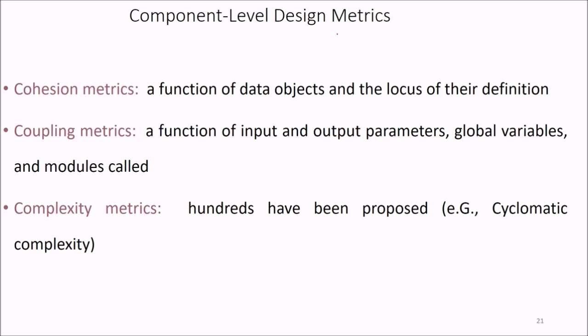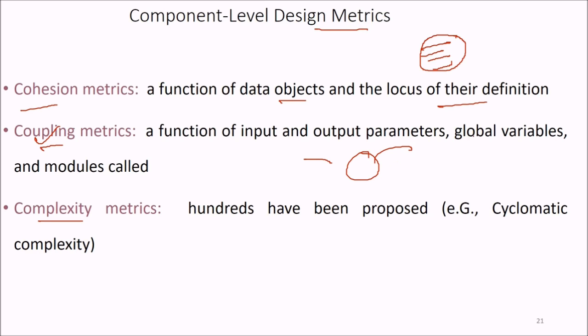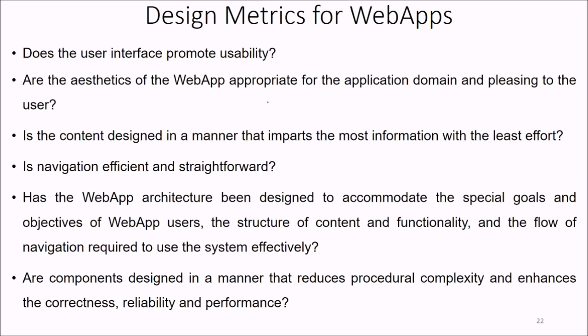The component-level design metrics. It is very interested in the cohesion, coupling, and complexity. Cohesion is a function of data objects and the locus of their definition. This shows how well the module or the function is doing exactly the work which it is supposed to do. The coupling metric is a function of input and output parameters, the global variables, and the modules which are called. For the complexity metrics, hundreds have been produced. The best one and the most popular one is the cyclomatic complexity.